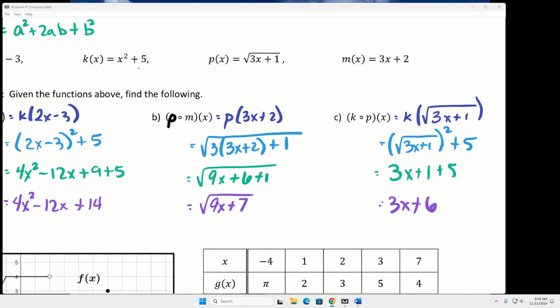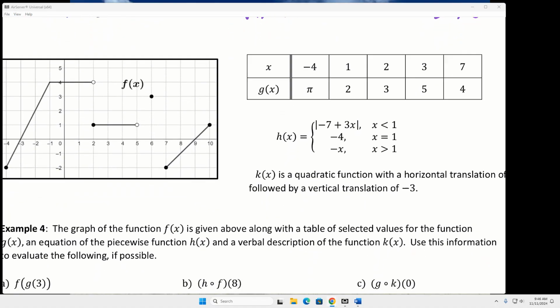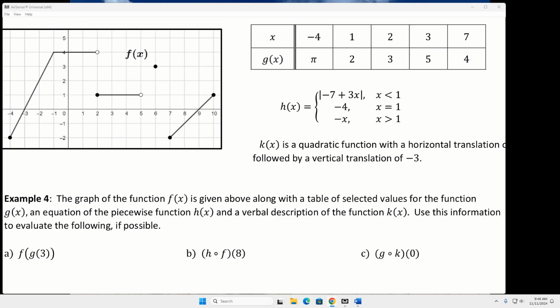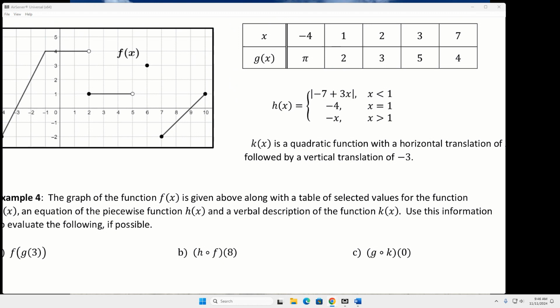All right, what questions do you guys have? All right, now I really like how Brian Passwater on this last example used so many different types of functions, so many different representations. So he did a graph that looks like a piecewise function graph. He did a table. He did an actual algebraic piecewise function. And then he did a function that is written in words. So it's very good to see different representations of functions and doing compositions with them.